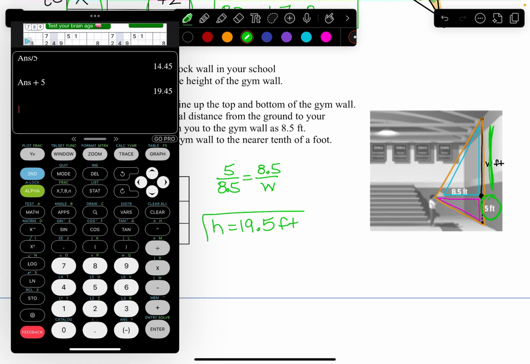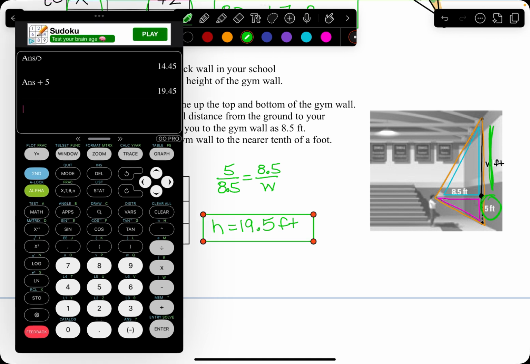It says round to the nearest tenth. And so that is where I have rounded to. That is the nearest tenth.